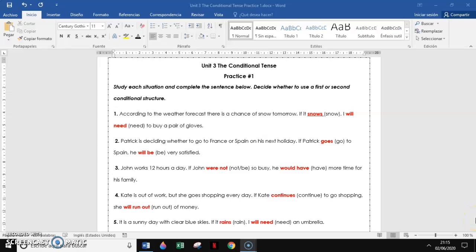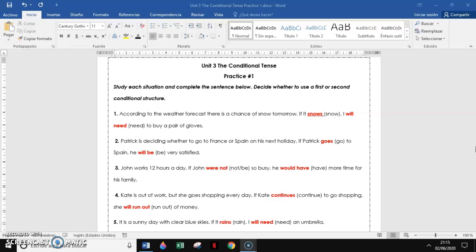Hello, my dear students. I have prepared this tutorial to help you work on your Unit 3 conditional tense practice number 1. So I hope it helps. Here it says, study each situation and complete the sentence below. Decide whether to use a first or second conditional structure.